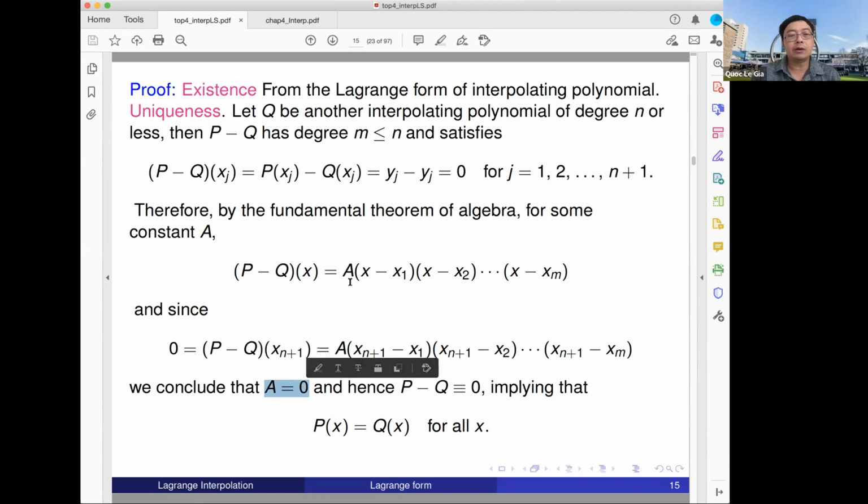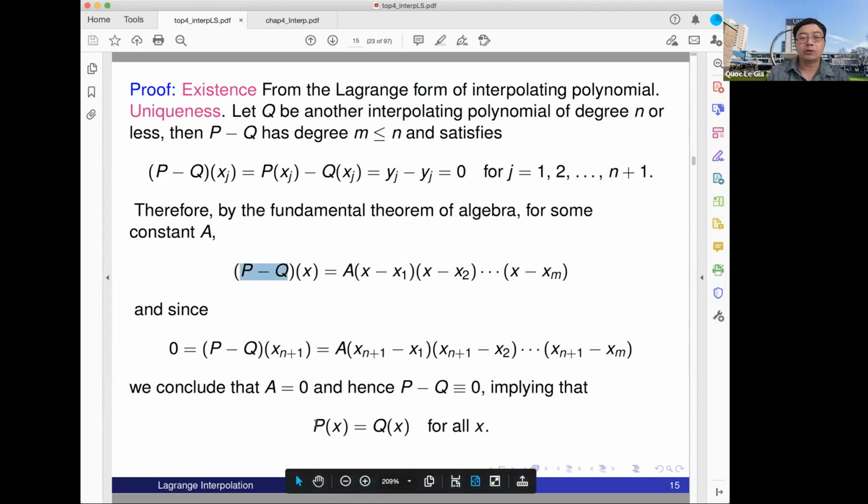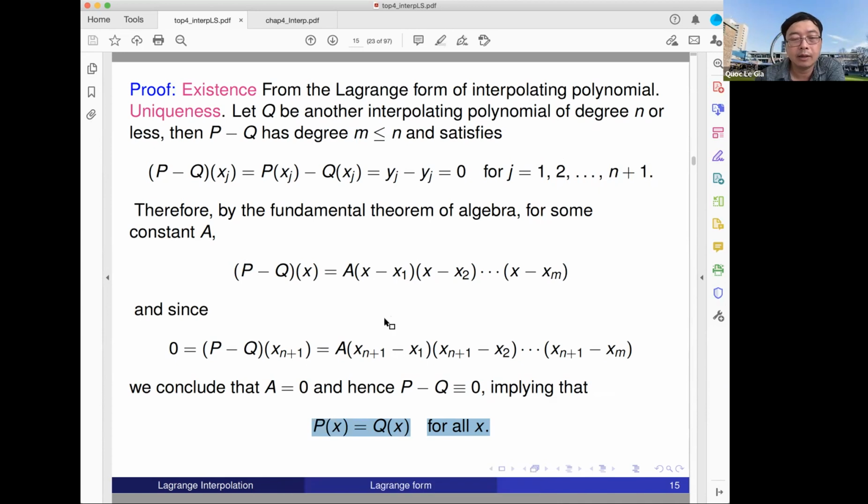But if a equals 0, then p minus q just equals 0 for every x. And equal for every x means that p and q are the same polynomial. It's stronger: before, we just had equality on finitely many points, n plus 1 points, but now equality for every x, so infinitely many points. So the polynomials p and q are identical for every x, and therefore the interpolation polynomial is unique.